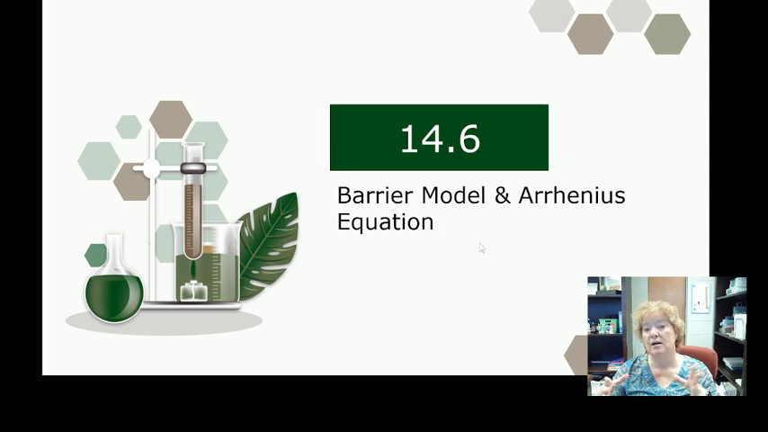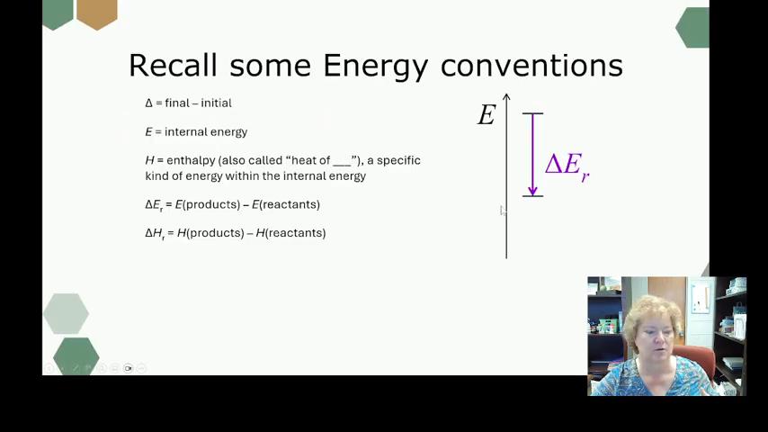When we talk about the barrier model and the Arrhenius equation, the barrier model is sort of like a theoretical concept of what's happening during the reaction, and then the Arrhenius equation is what we're going to use. It's going to talk about activation energy and how that relates to temperature, the relationship between things and temperature.